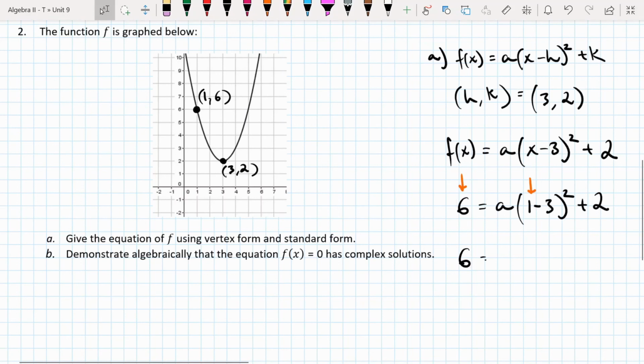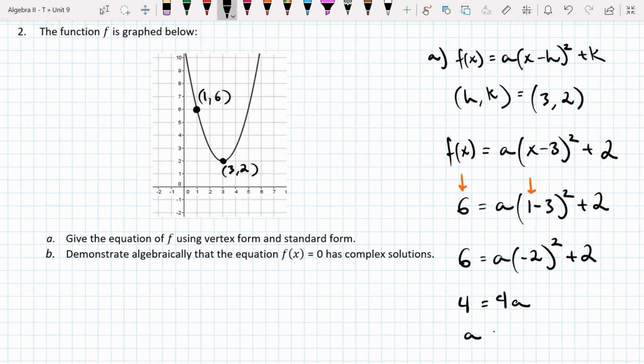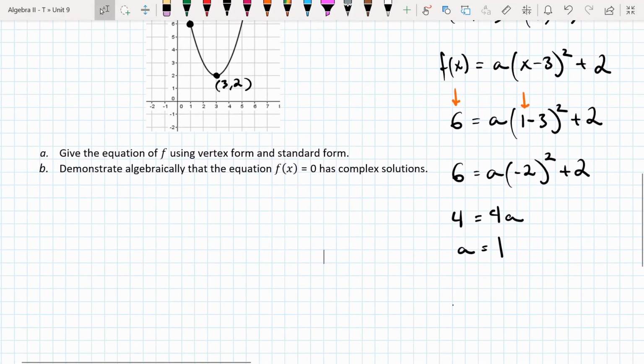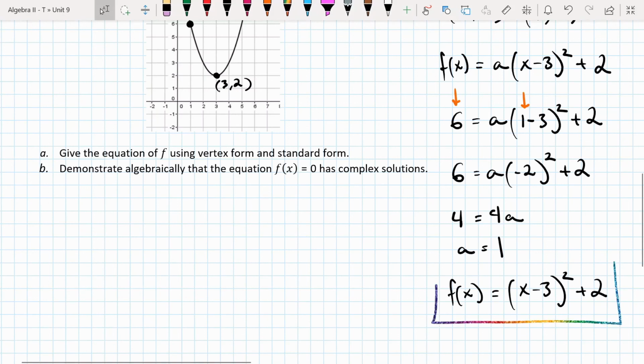This becomes 6 equals a times negative 2 squared plus 2. Well, we could subtract 2 on both sides, so we get 4 is equal to 4 times a, and so a is equal to the number 1. Which means that the function written in vertex form that represents this graph over here on the left is equal to x minus 3 squared plus 2. Okay, so that's the function in vertex form.